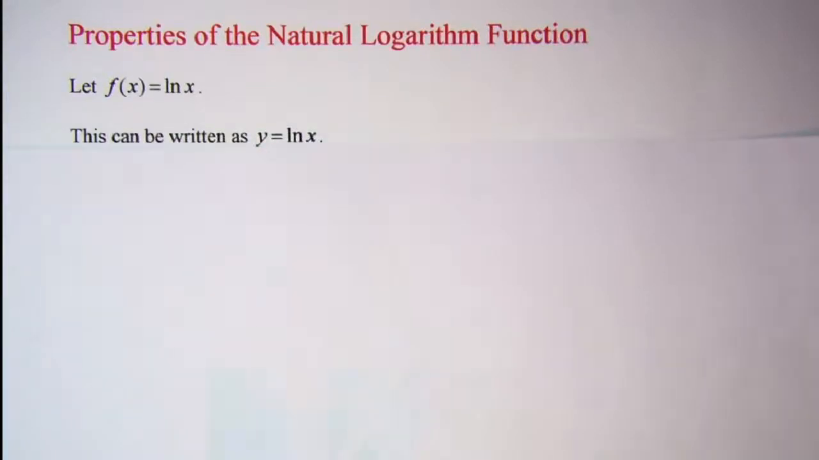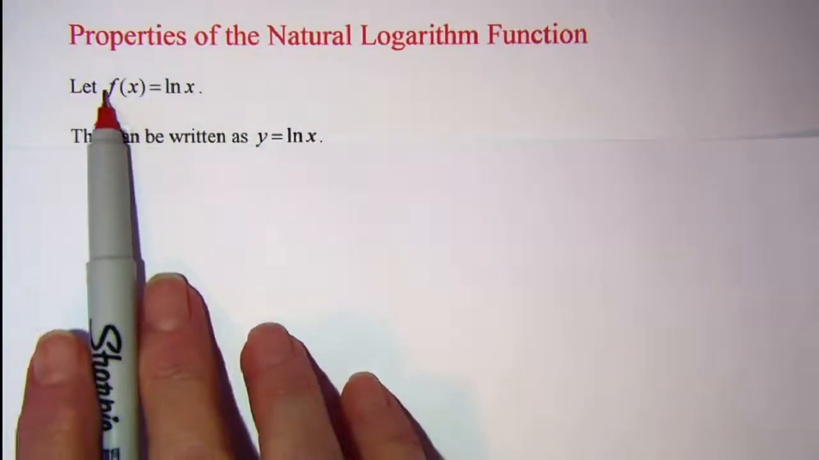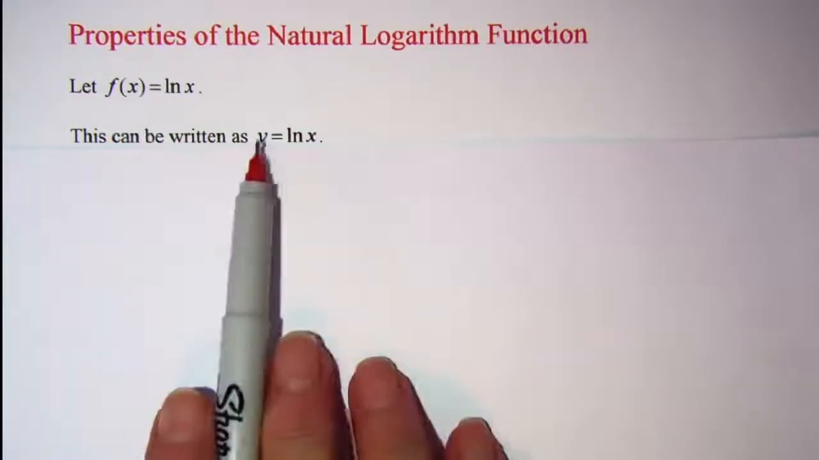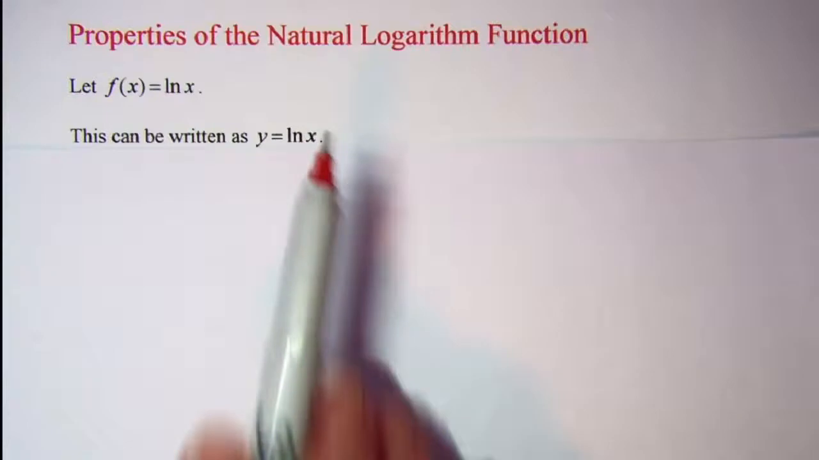In this video, we'll be talking about properties of the natural logarithm function. Now, let's make some sense out of this function. First of all, let's let f of x be the natural log of x. Then this can be written as y. Remember, you can take f of x out and put y in. So we have y equals ln x.